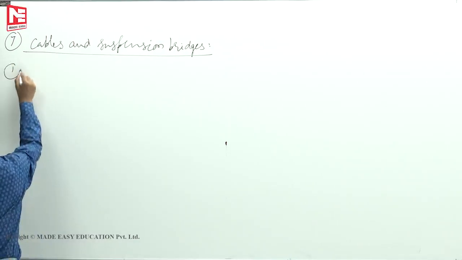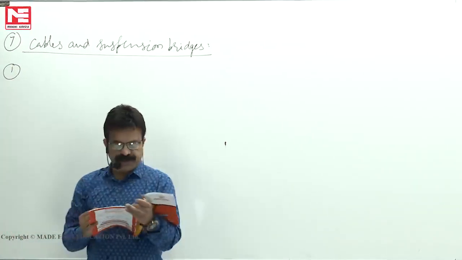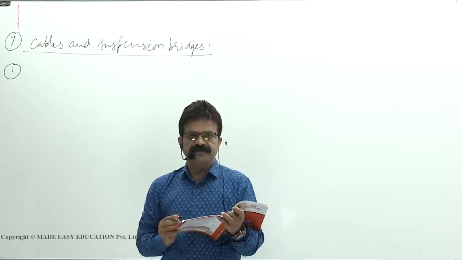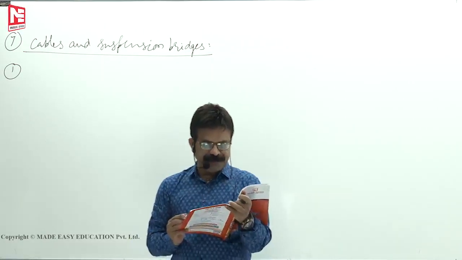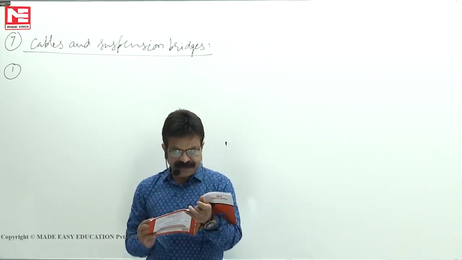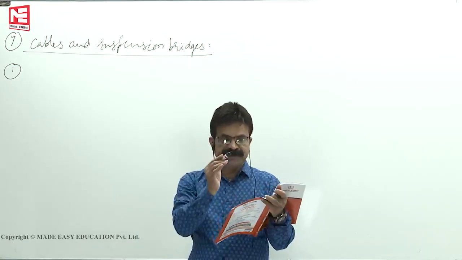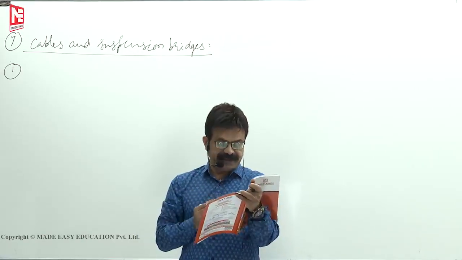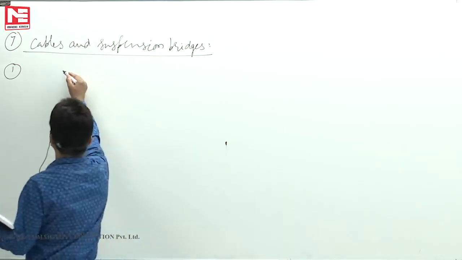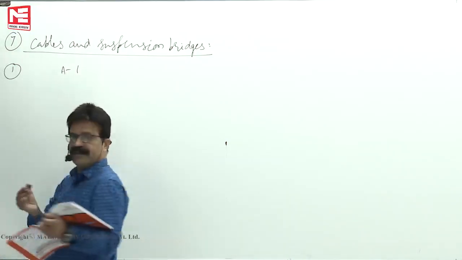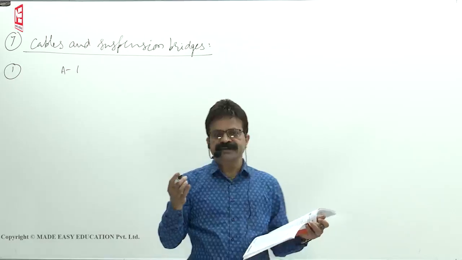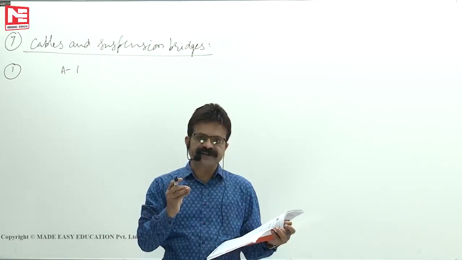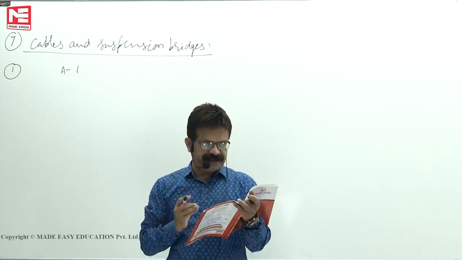Now, first question. Match list 1 and list 2. Select the correct answer. The shape of a cable suspended between two supports is defined by a catenary. That means A is 1. A freely suspended cable sags due to its own self weight. If it sags due to its own self weight, then it takes the shape of a catenary.